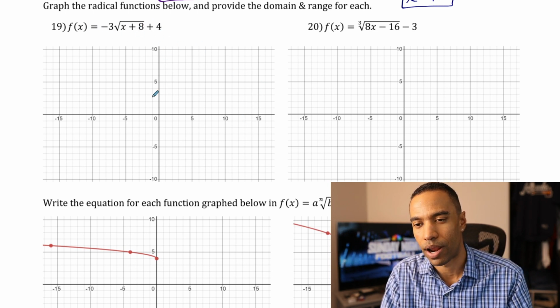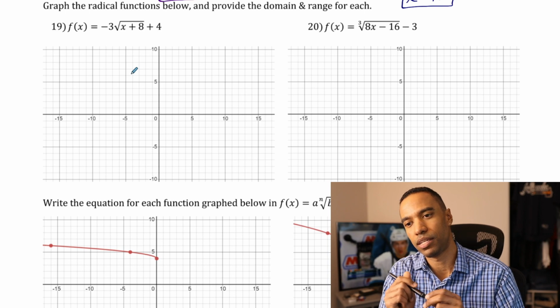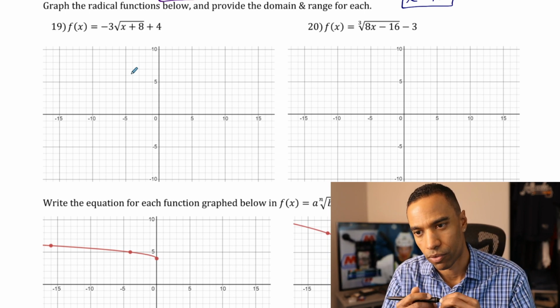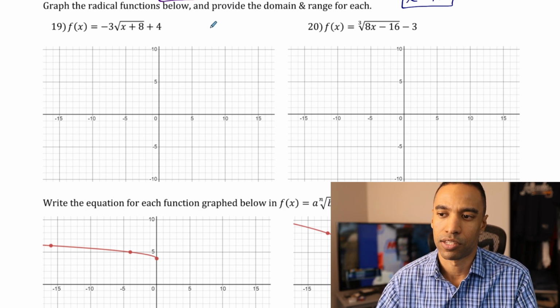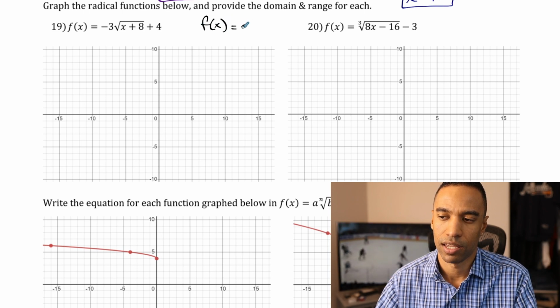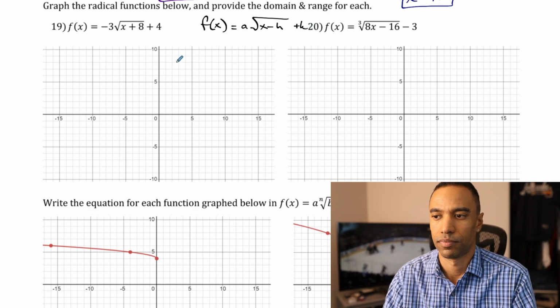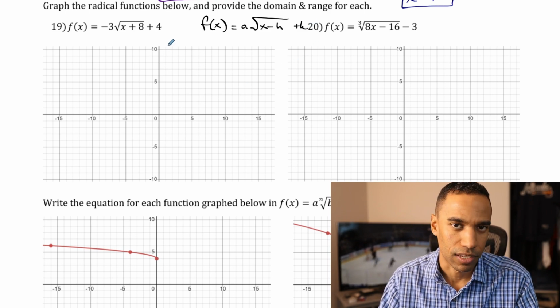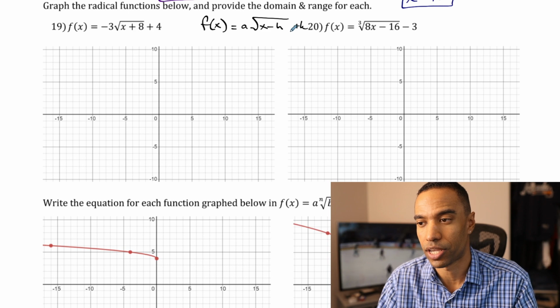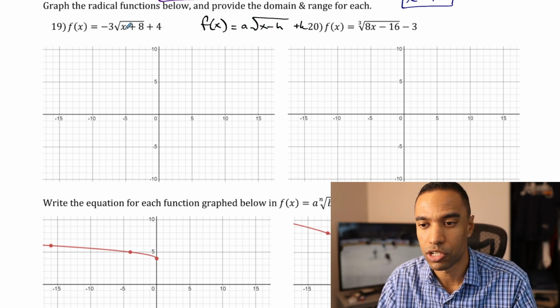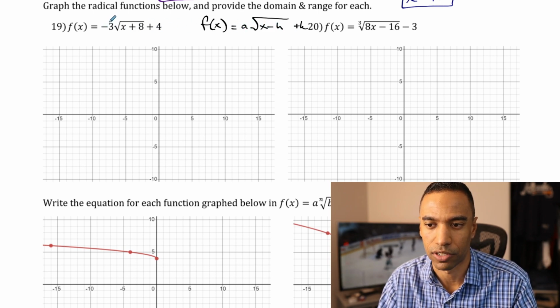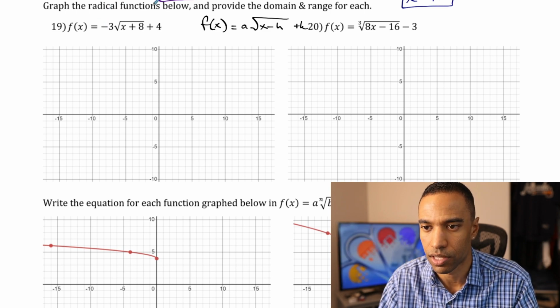First one's a square root graph right here. f of x equals negative 3 times the square root of x plus 8, plus 4. This is your form, f of x equals a times the square root of x minus h, and then plus k. Your reference point is at (h, k). That also has to do with domain and range on these graphs, and a is your vertical stretch factor. It also reflects over the x-axis for this one.